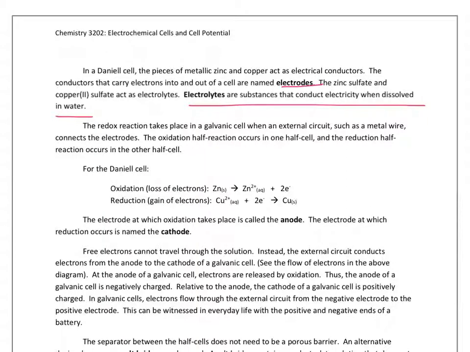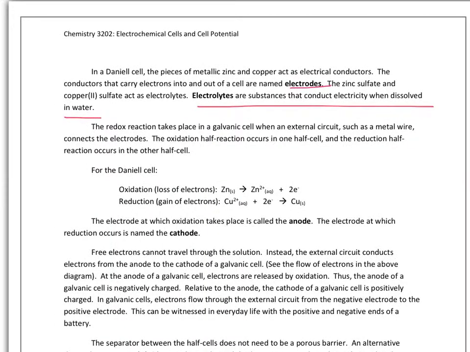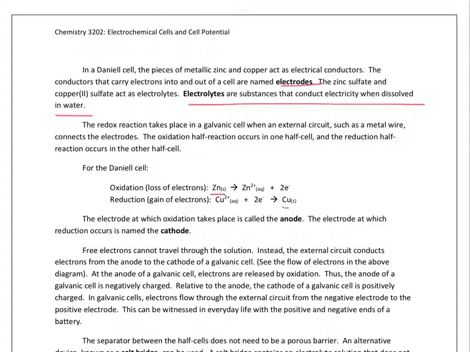The redox reaction takes place in the galvanic cell when an external circuit, such as a metal wire, connects the electrodes. The oxidation half reaction occurs in one half of the cell, and the reduction half reaction occurs in the other half cell, or the oxidation half reaction occurs in one chamber, and the reduction half reaction occurs in the other chamber. So if we were to look specifically at the Daniell cell, as we saw on the last page, again we have a solid zinc electrode, and we have a solid copper electrode, in a solution of zinc 2 positive and copper 2 positive.